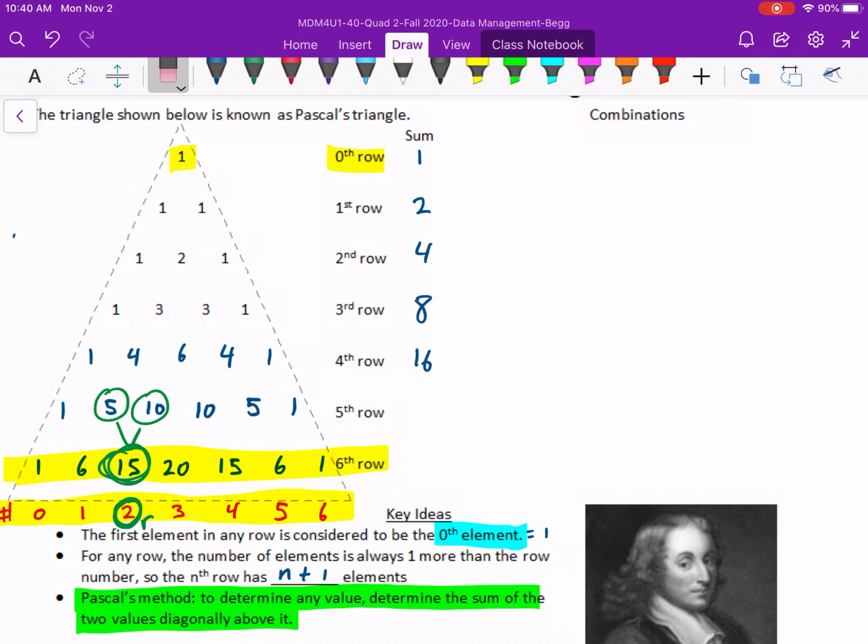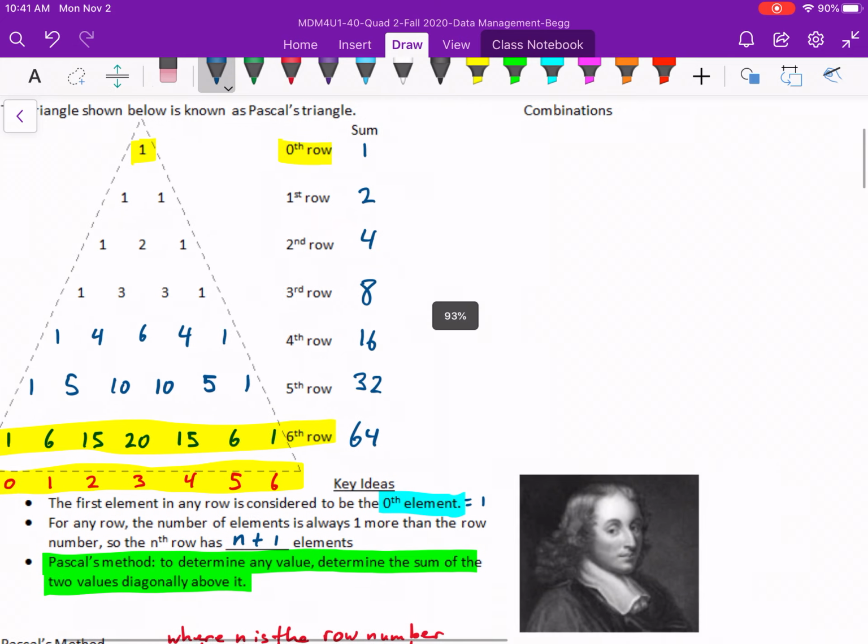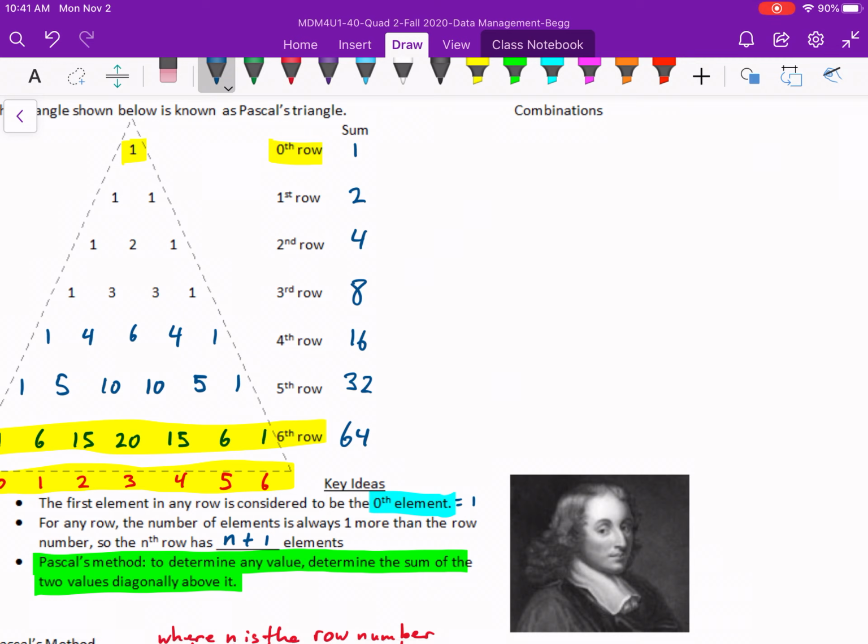I'm going to erase this now. All right, the next row down, although I went a little too far, didn't I? This was a 5, this was a 10. The next row, 1 plus 5 plus 10 plus 10 plus 5 plus 1 equals 32, and then 64. Notice how each row is double the row before it: 1, 2, 4, 8, 16, 32. We've seen this idea before when talking about the number of elements in a set.